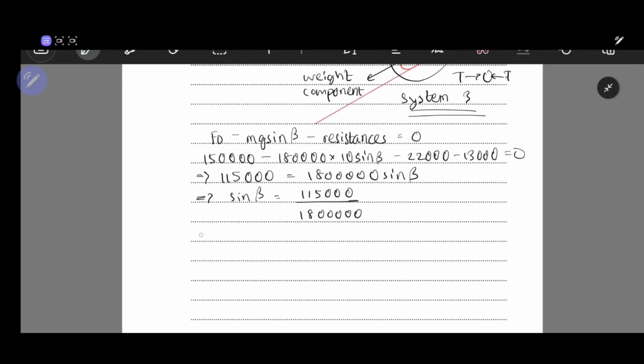Now we just solve for beta. Beta equals sine inverse of the value we previously found, 115,000 divided by 180,000, so that was 23 by 360. So sine inverse 23 by 360, we get 3.66 degrees. Now, according to our syllabus, all answers for angles in degrees must be given to one decimal place, 1 dp. So we need to round this value to 3.7 degrees, since the next digit is 6. So 3.7 degrees is the answer.